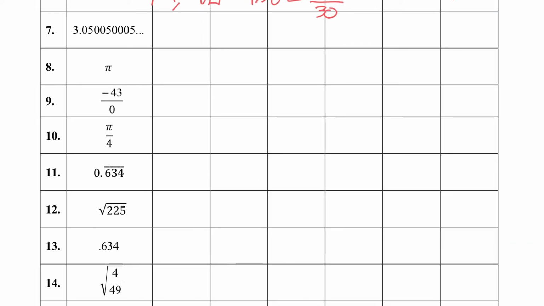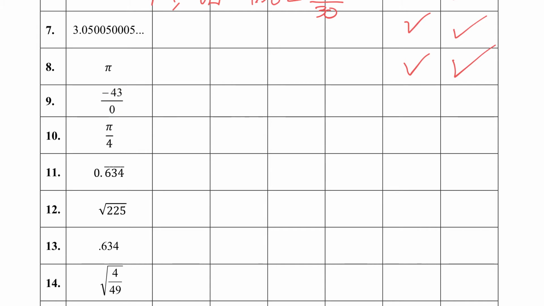3.05005000 5, it has a pattern to it, but the pattern is not repeating. And because it doesn't repeat, that makes it irrational, but of course still real. Similarly, pi, as a decimal, will continue on and on and on, and it will never repeat, which makes it a famous irrational number, and also real.